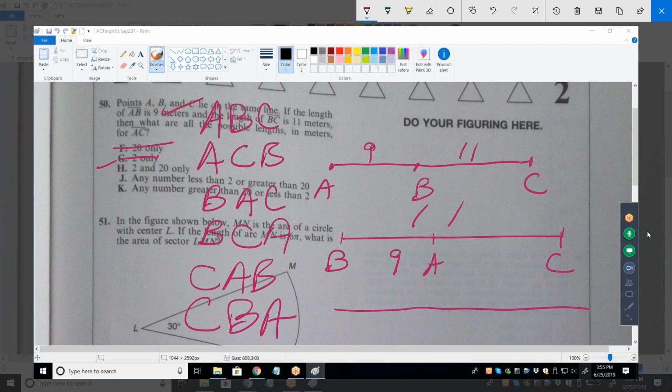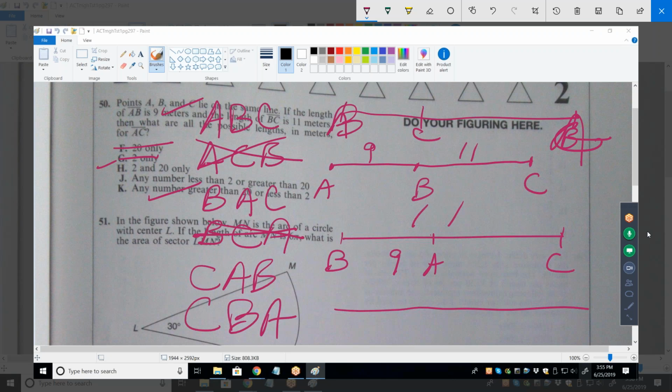So we've done that one works, and we've done BAC works. Could you do ACB, where that's A, that's C, and that's B? Now, BC has got to be bigger than AB, so you can't do that one. So we'll cross out that one. Could you do BCA? Again, BC is longer than AC, so that one doesn't work.